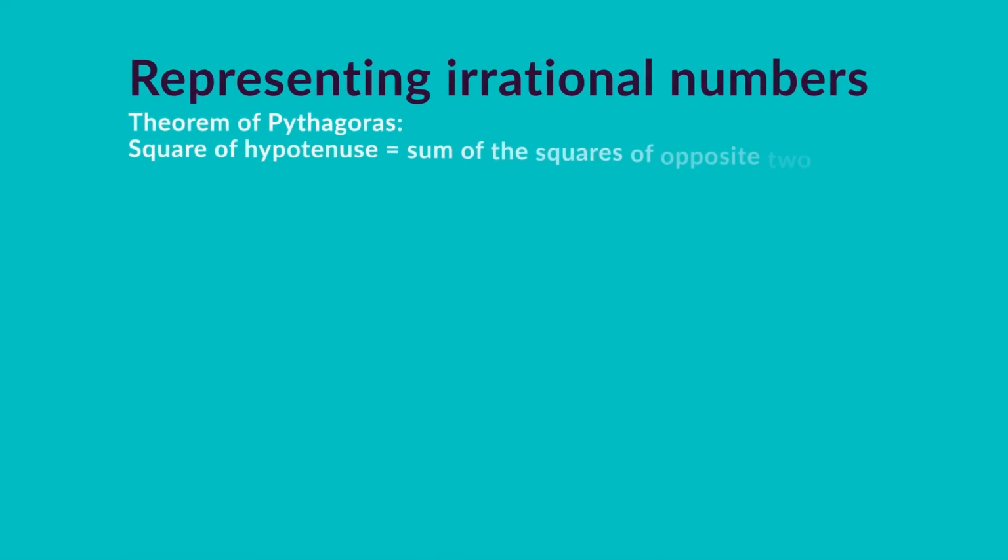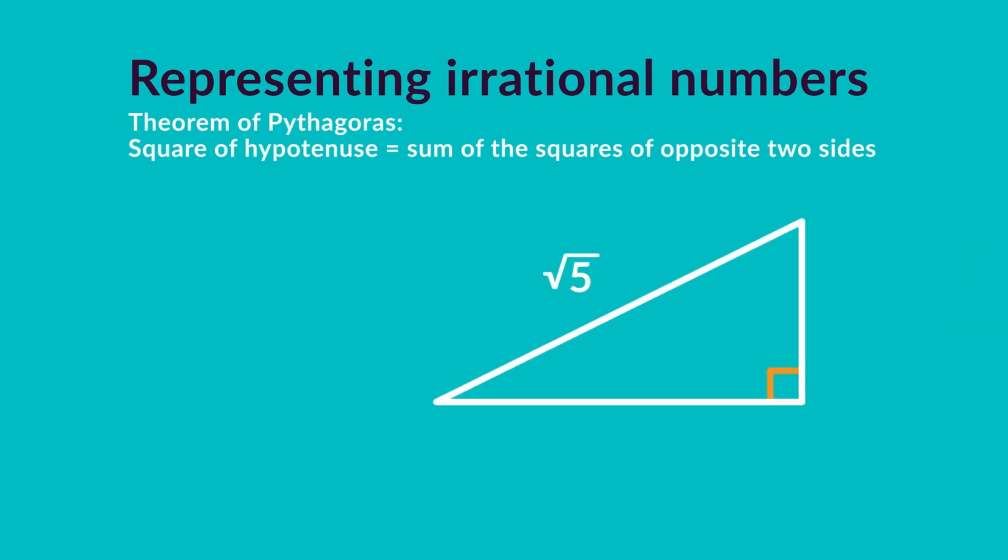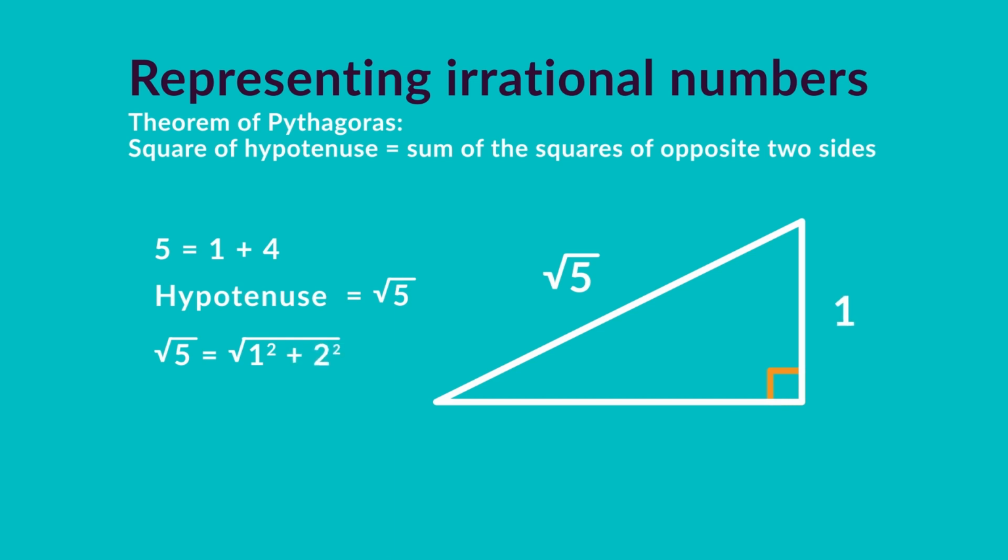The theorem of Pythagoras can be used to represent irrational numbers on the number line. For example, to represent the square root of 5 on the number line, 5 is equal to 1 plus 4. So if root 5 is our hypotenuse, we can use the square root of 1, which is 1, as one side, and the square root of 4, 2, as the other side.